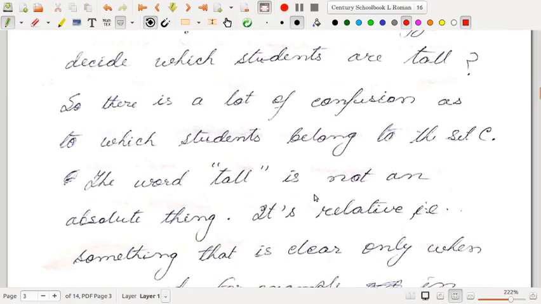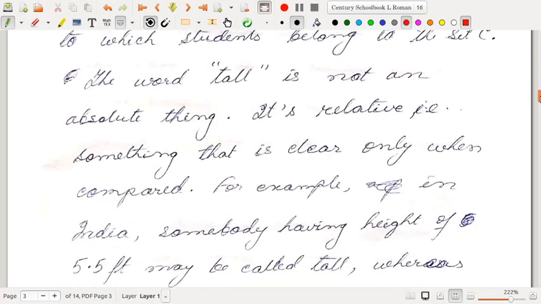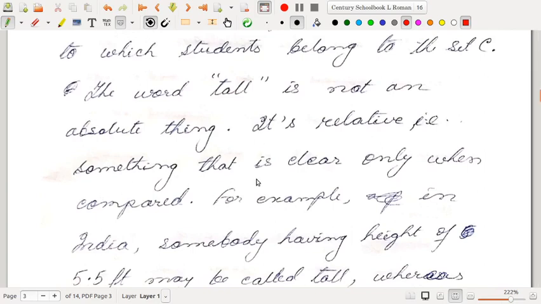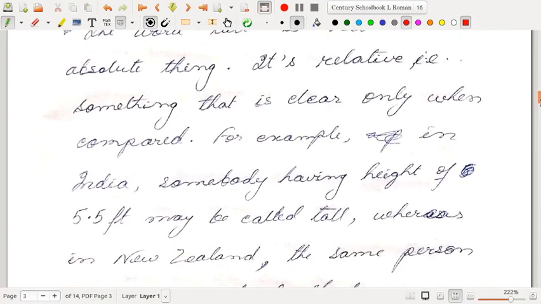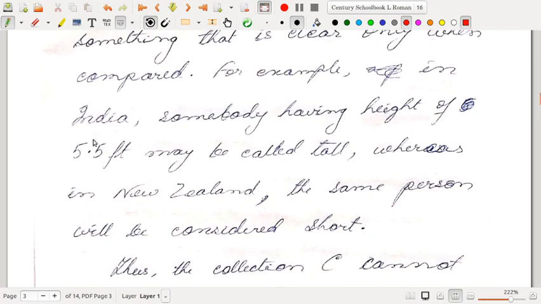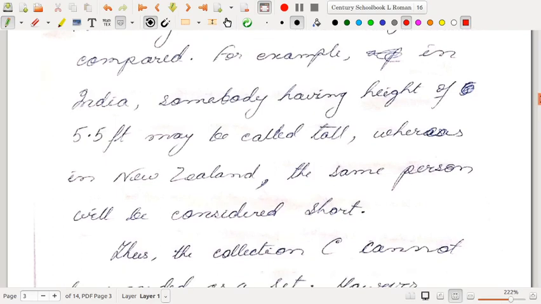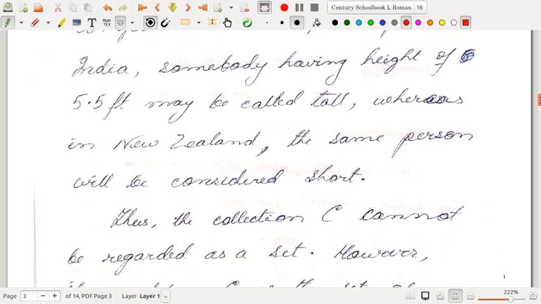So the word tall is not an absolute thing. That is the problem. It's a relative thing. That is something that is clear only when compared. So for example, in India, the average height is around 5 feet or 5.5 feet. So somebody having a height of 5.5 feet may be called tall in India, whereas in New Zealand, the same person will not be considered tall. He will be considered short there, because in New Zealand most of the people have a height of around 6 feet or so. So tall is a very relative concept.